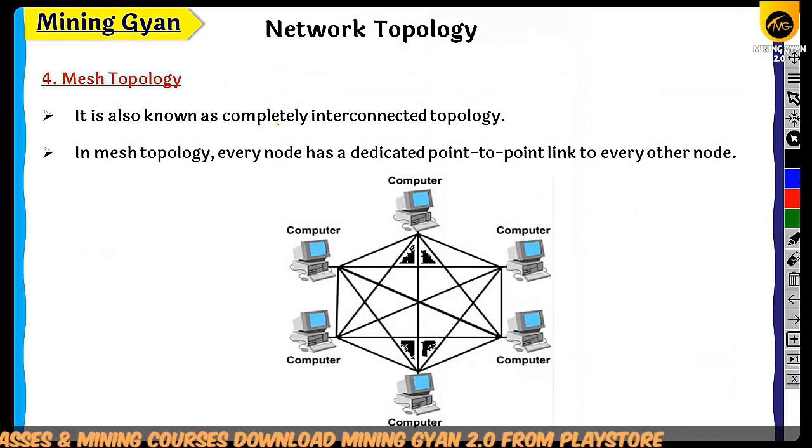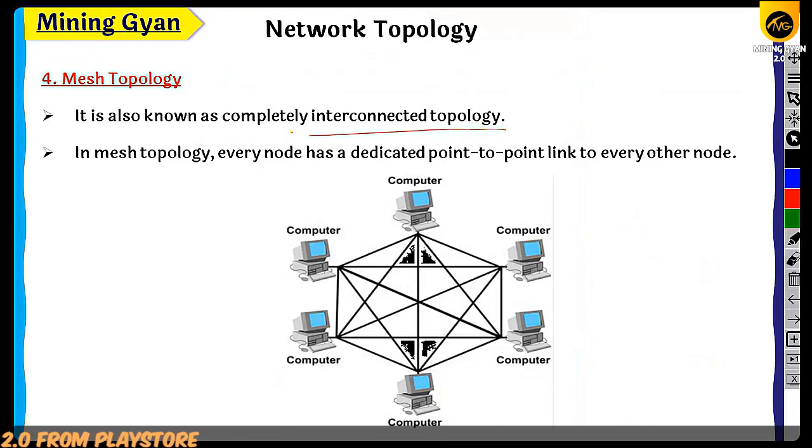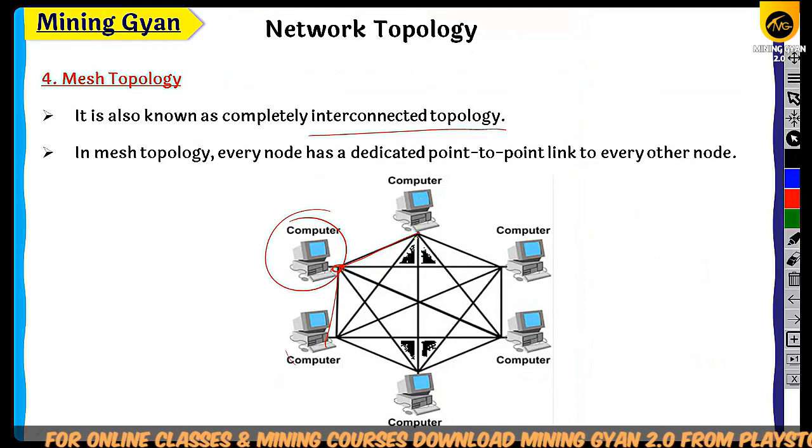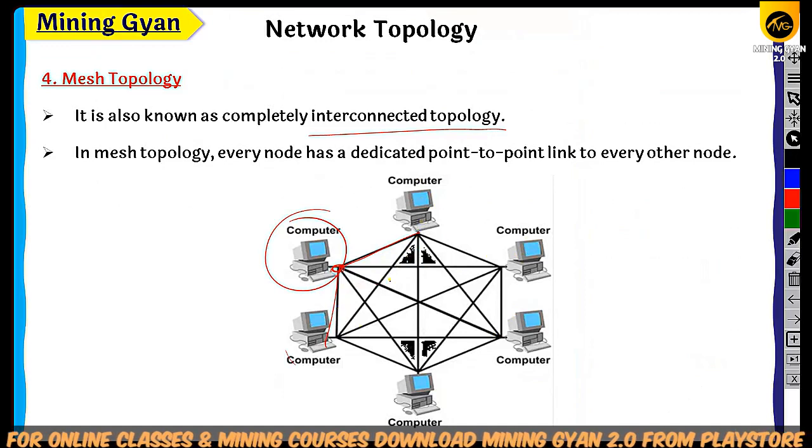Now the next one is the mesh topology. So you can say that there is a connection which creates some kind of mesh. It is also known as the completely interconnected topology. In mesh topology, every node has a dedicated point-to-point link to every other node. So you can see that there are devices which have nodes which can connect between all the devices. So it can connect device number 2, device number 3, device number 4. Similarly, device number 2 can connect between all the devices.